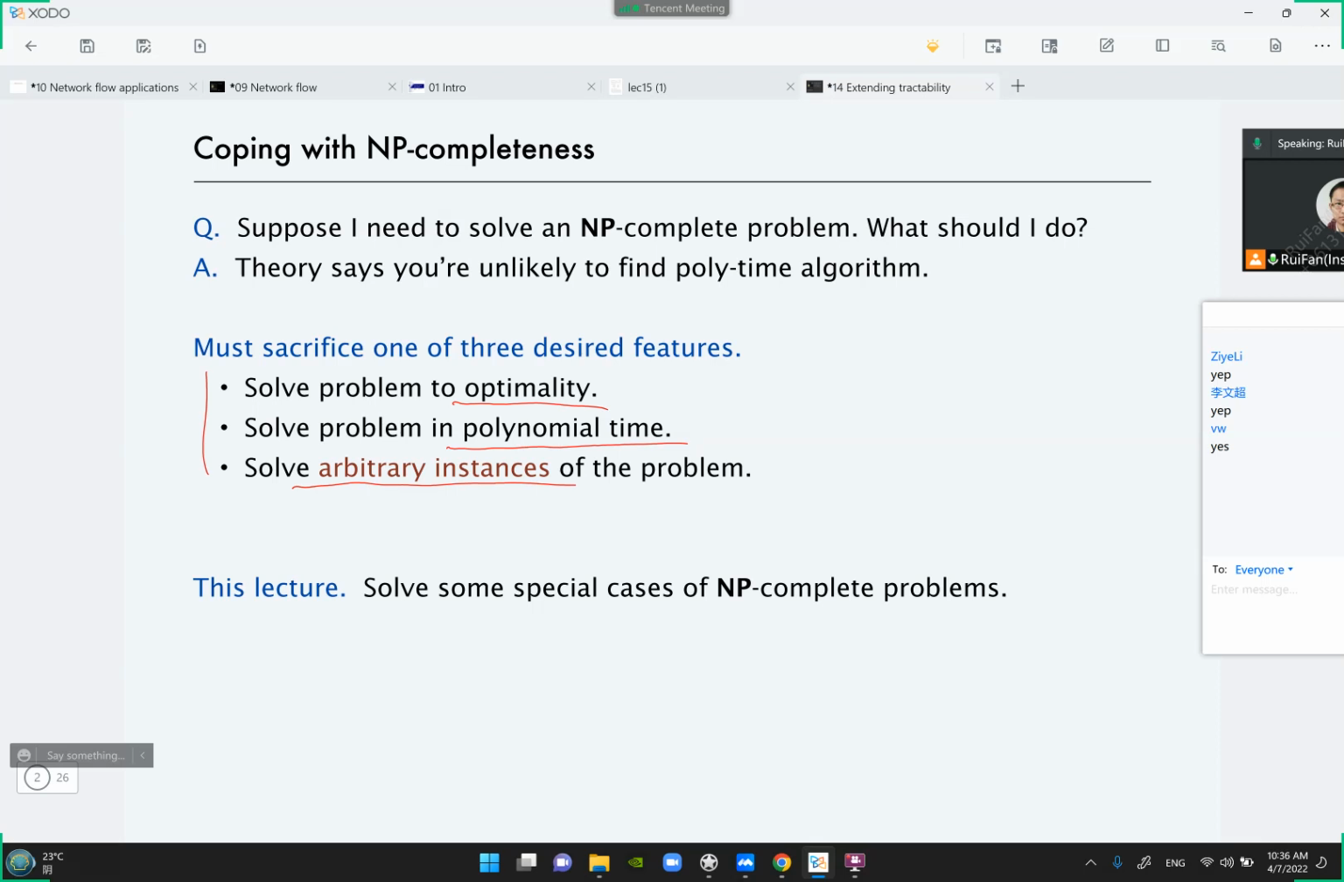And so today we're also going to see an example of problems where we're going to focus on specific instances of the problem, and that's going to make the problem easier to solve. So this is basically what we mean by coping with, or by extending tractability, which is that if you try to solve the problem in full generality, like you want optimal solutions in polynomial time on arbitrary instances, then we don't have a way of doing that. However, if you sacrifice one of these requirements, then we can find efficient algorithms. All right, so let's get started with this.